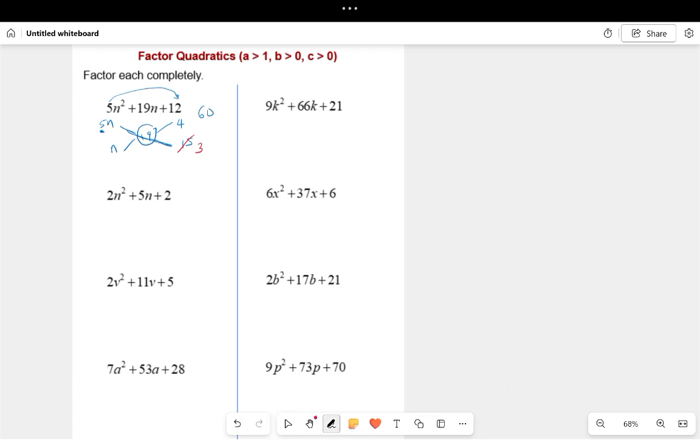Once you have done that, our answer is simply going to be 5n plus 4, which means you combine these numbers across like that, and then n plus 3. So (5n + 4)(n + 3), and that is the answer. Now next, let's look at this: 2n squared plus 5n plus 2.